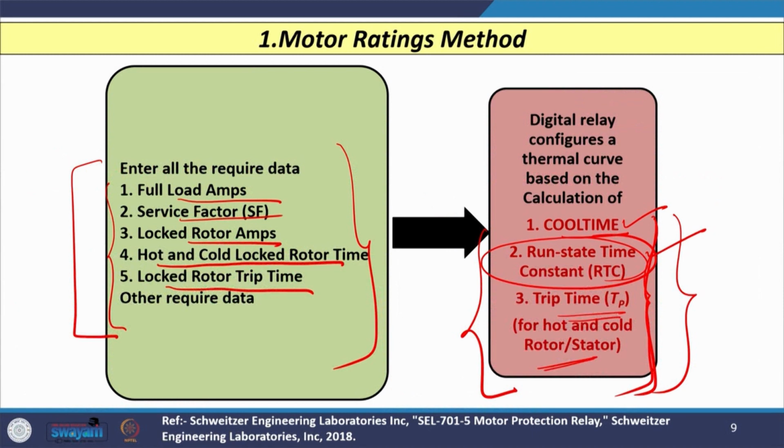So, in this method we have discussed that the calculation of these 3 parameters is important, subject to the availability of the input data given to the digital relay. The digital thermal element, which is a function available inside the digital relay, can automatically calculate the value of the cool time, run state time constant and trip time of the induction motor, subject to the availability of this data. So, this we have discussed.